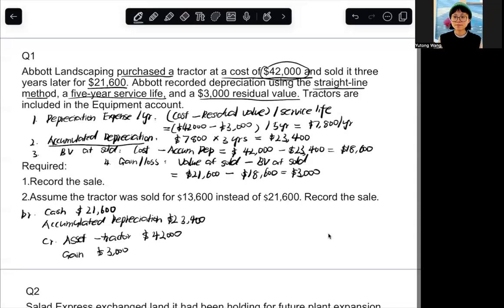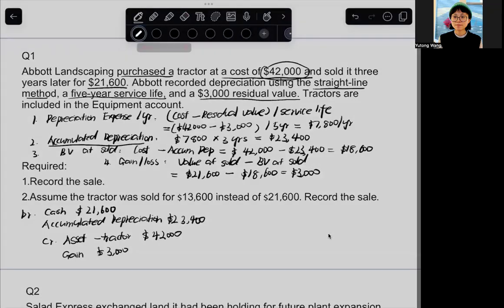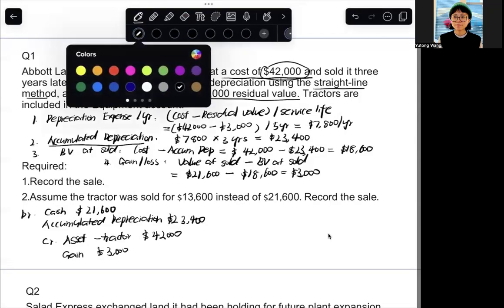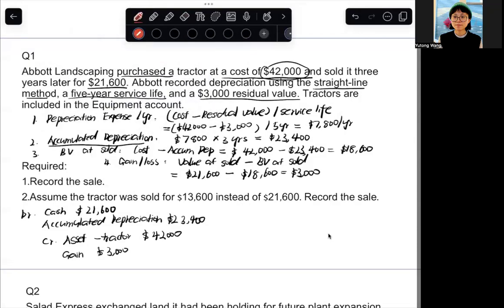Wait a second. Let's use another color. So for the second question, that's the first question. Let's do the second question.